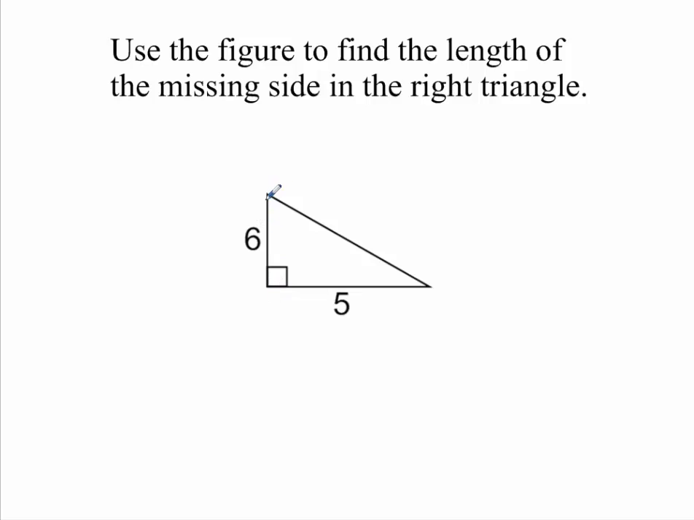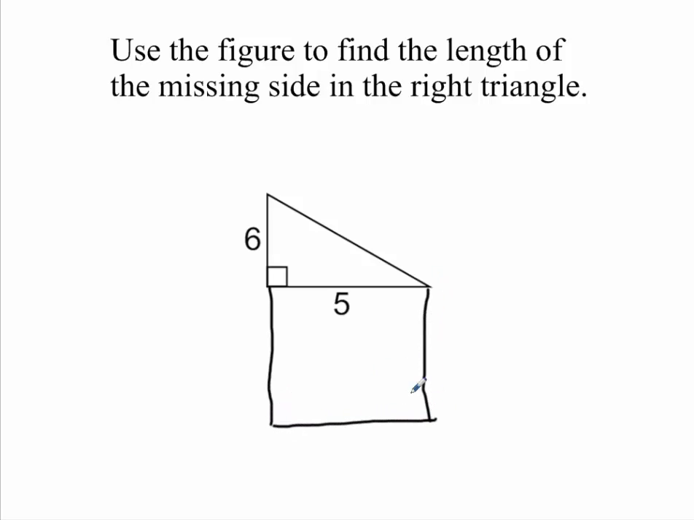So since we know this length is 6 and this length is 5, then we're going to be able to find that third side by applying the Pythagorean theorem. To apply the Pythagorean theorem, what you're going to do is take the length of one of the legs, in this case 5, and we're going to create a square that comes off of that side.